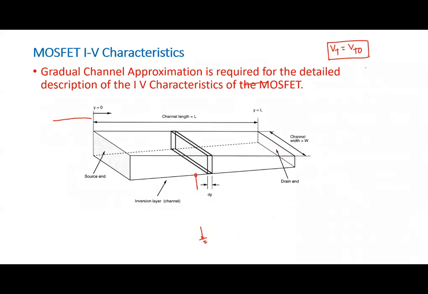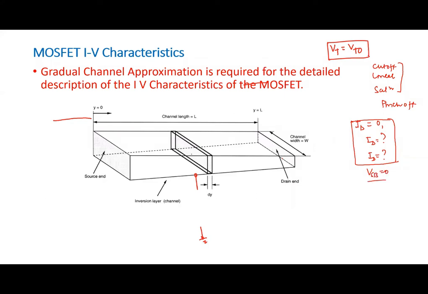Till now we have discussed your cutoff mode, your linear mode, your saturation mode, and onset of pinch off. Now we will be discussing how you are actually going to calculate the drain current in all these conditions. For cutoff it is 0, for linear it has some value, for saturation it has some value. We will calculate all these under two assumptions: that this is an n channel and your VSB is 0. This we discussed in yesterday's class.